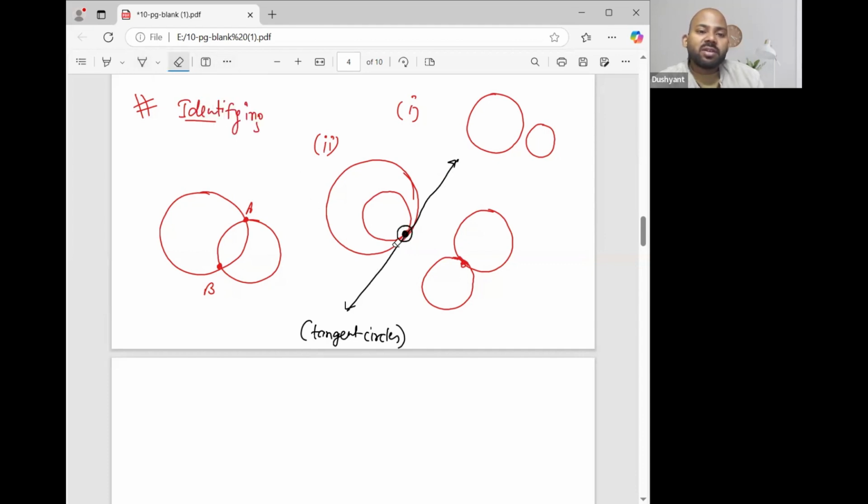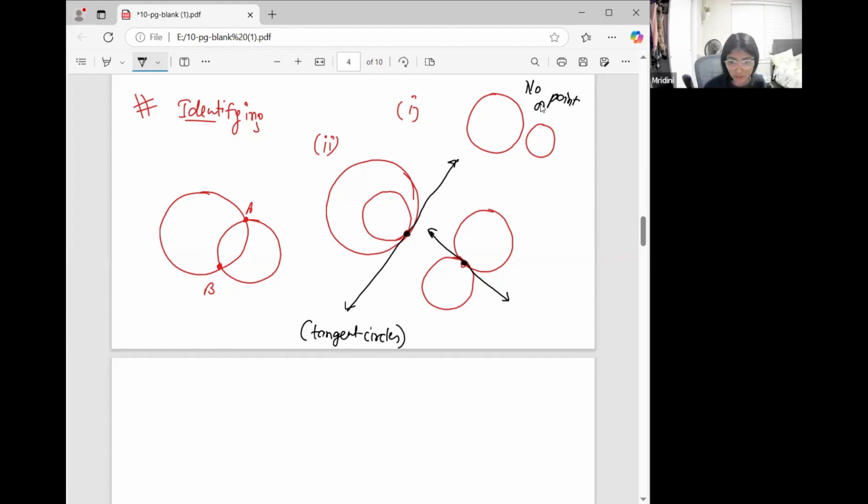Okay, it's not the circle again, it's just a point of intersection. This is also, you can see here, only one point of intersection. So this is also known as the tangent circles. And here there's no point of intersection.